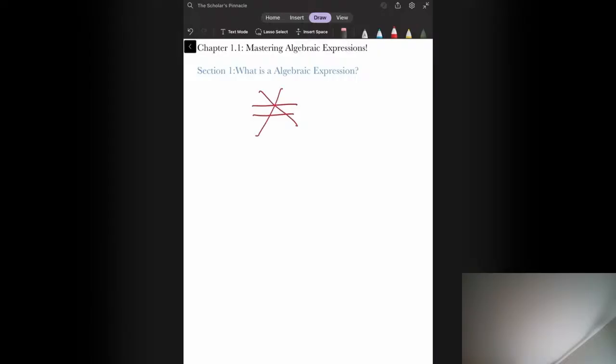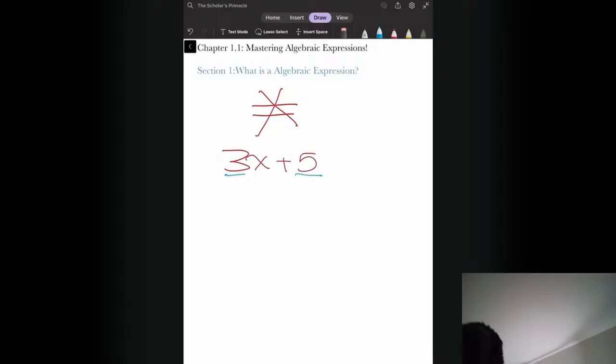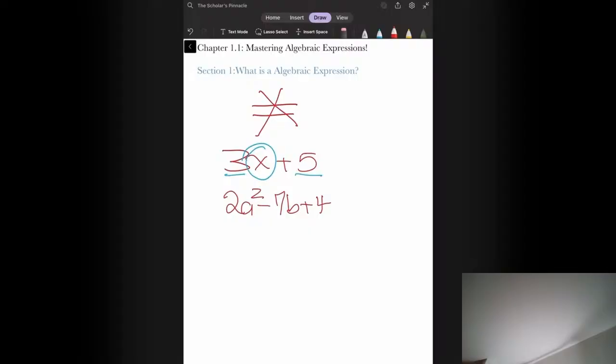You would not see that in an expression. Some examples of algebraic expressions are 3x plus 5, where 3 and 5 are the constants, also known as the numbers, and x is the variable. Take another example, 2a squared minus 7b plus 4. I'll let you figure out which ones are the numbers and which ones are the variables. The main difference between numerical expressions and algebraic expressions is that numerical expressions contain only numbers, while algebraic expressions contain variables, like in this case.